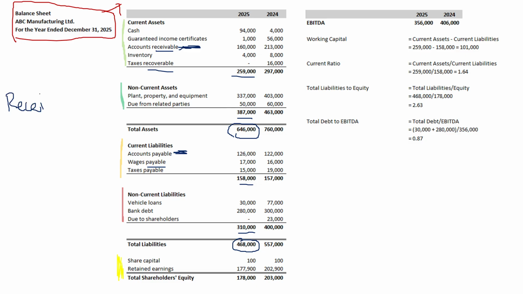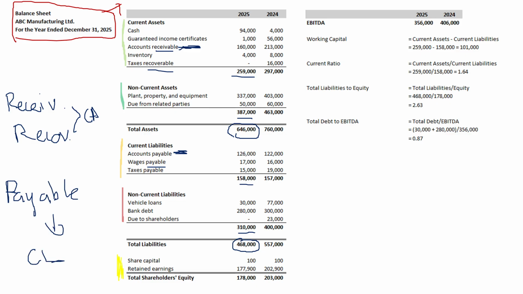Receivable or recoverable. I'm not going to spell it all out because I have to draw with my cursor and it's annoying. But those things are current assets. And then payable, anything payable, you can assume that it's a current liability.